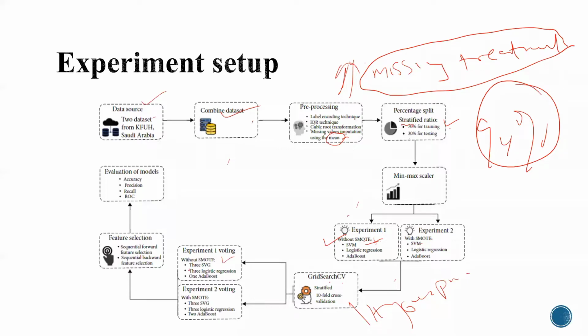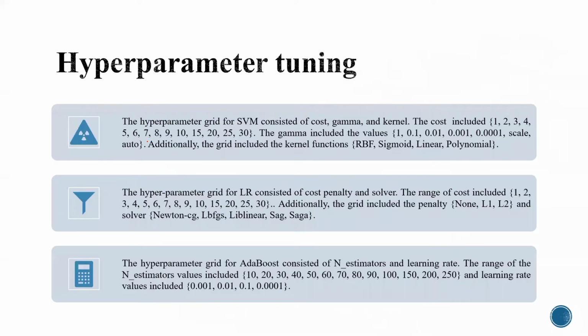In the experiment, we can see that a combination of support vector machine, and also support vector machine, logistic regression and the two other boosts were combined appropriately to get the best result possible. Also, feature selection using sequential forward feature selection and sequential backward feature selection were explored. And then, of course, for evaluation of the model, accuracy, precision, recall, and the ROC, among others, were utilized.